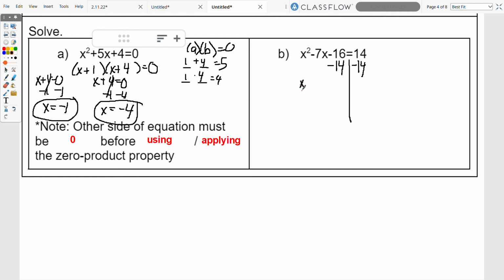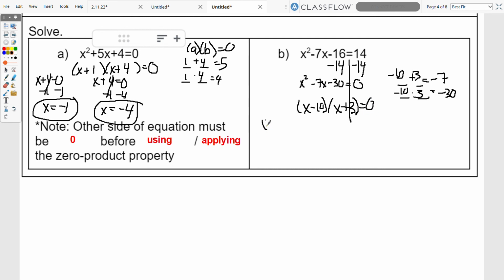So we bring down x squared minus 7x minus 30 equals 0. Now, since the right side is 0, we find two numbers that add up to negative 7 and multiply to negative 30, and that's going to be negative 10 and 3. So we get x minus 10 times x plus 3 equals 0. We set each of those to 0: x minus 10 equals 0 and x plus 3 equals 0. We solve each one and get our two solutions: x equals 10 and x equals negative 3.